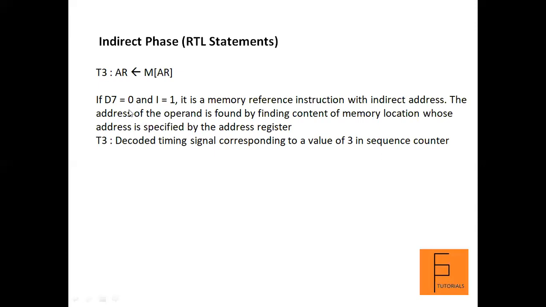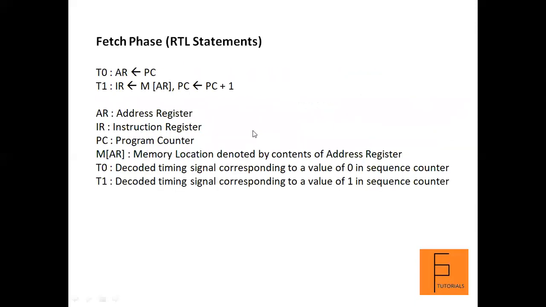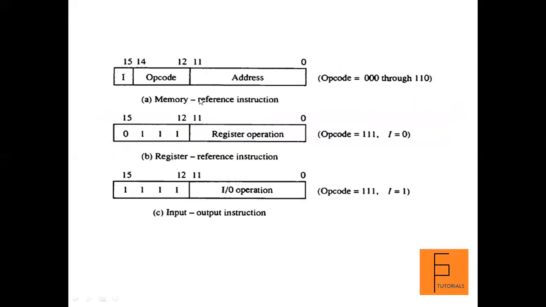So here, if you go through this statement, if D7 is 0, it means that it is a memory reference instruction. And if I is 1, that means if the flip-flop bit I happens to be 1, it means that it is an indirect instruction. So with indirect addressing, the address of the operand is found by finding out the content of the memory location whose address is specified by the address register. So I'll just try to explain this. See, the address part, if it is an indirect instruction, then this I bit will contain 1.